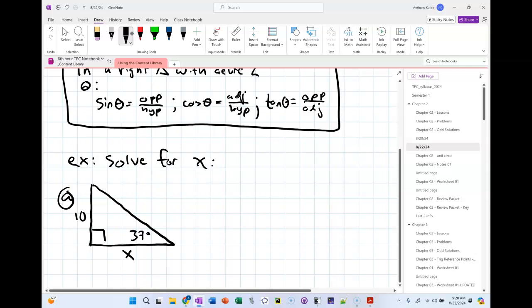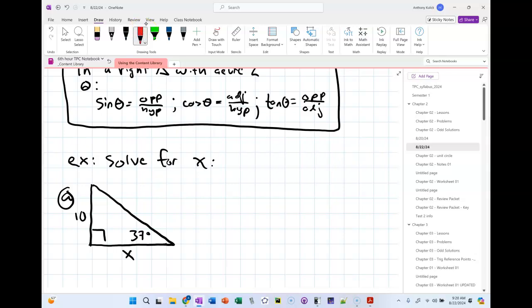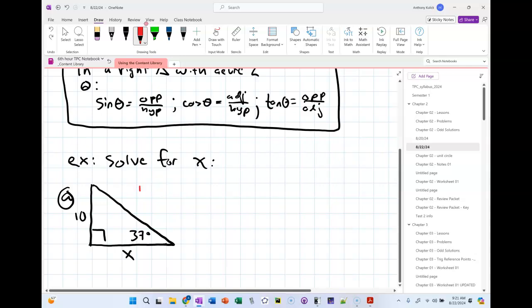So let's say we have a right triangle as drawn here. We're asked to solve for the side length x. So the first thing I want to do is make sure that I label, at least in my head, and I will write it down on our paper as well, which sides are opposite, adjacent, and hypotenuse relative to the angle that's given, the 37-degree angle. So what is this side here? Opposite, adjacent, or hypotenuse? Hypotenuse.